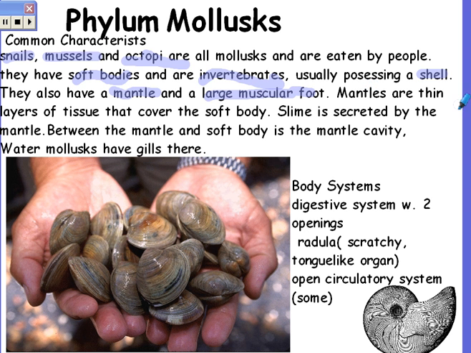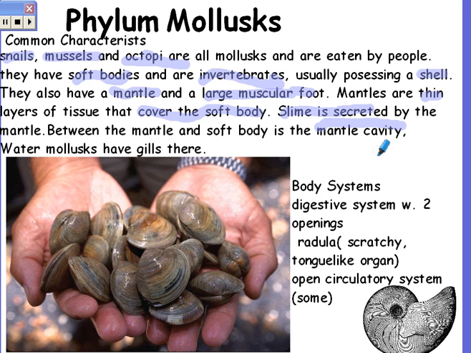Most of these mantles are thin layers of tissue that cover the soft body. In all cases, they have a certain amount of slime that is secreted by the mantle. Between the mantle and the soft body is the mantle cavity. Water mollusks have gills that are located in that mantle cavity. So let's look at some body systems.